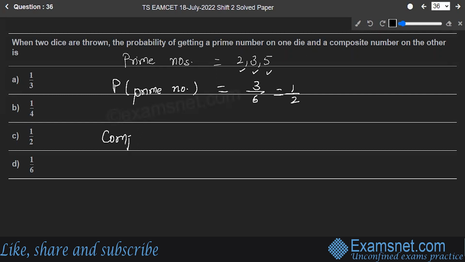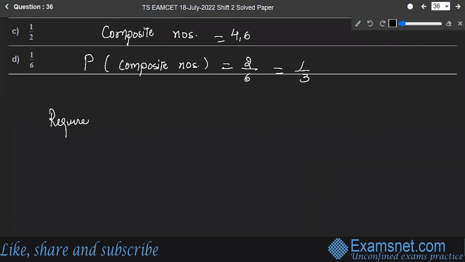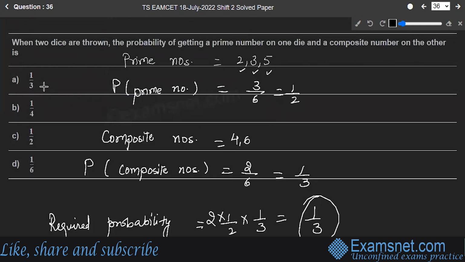What are the composite numbers? 4 and 6. So the probability of getting a composite number on the dice is 2 by 6, that is equal to 1 by 3. So the required probability, that is the probability of getting a prime on the first and the composite on the second dice, is given by 1 by 2 into 1 by 3 multiplied by 2, because 2 dice are thrown. So this is equal to 1 by 3. That means option A is the correct answer. Hope you got that. Let's move to the next question.